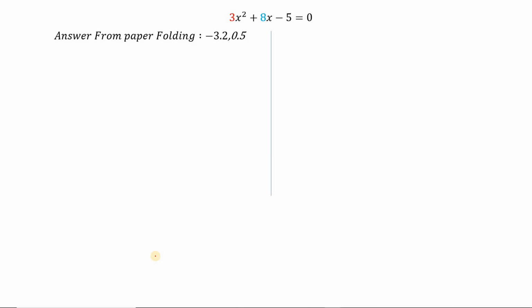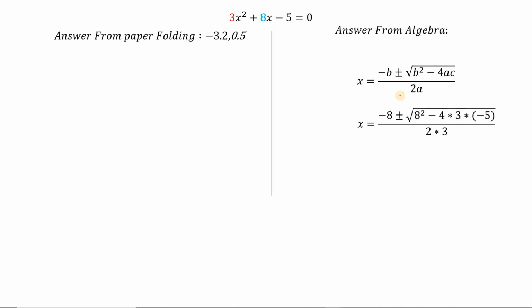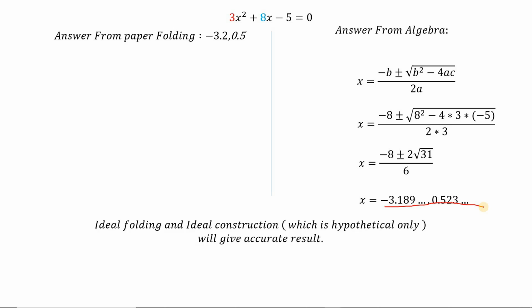Let's compare the 2 results. We get the roots of the quadratic equation to be minus 3.2 and 0.5 from paper folding, and from algebra we get the result as this irrational number. So if you have ideal folding and ideal construction, which is actually hypothetical only, we will get the accurate result.